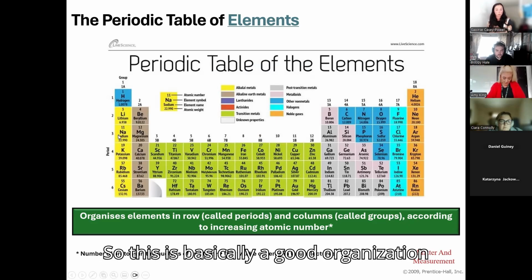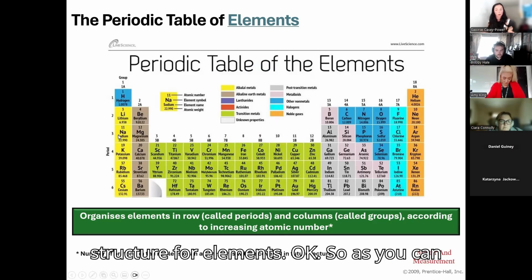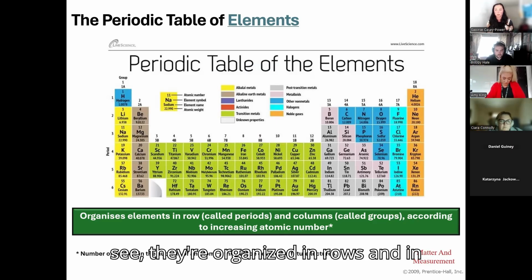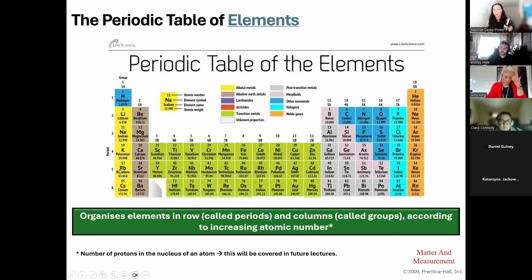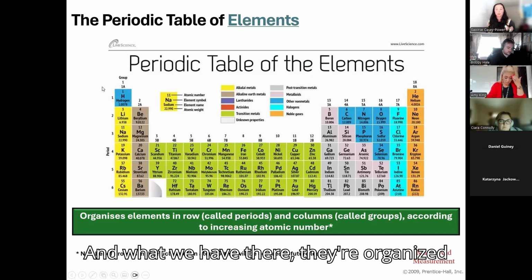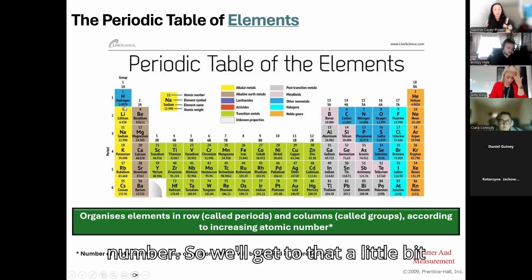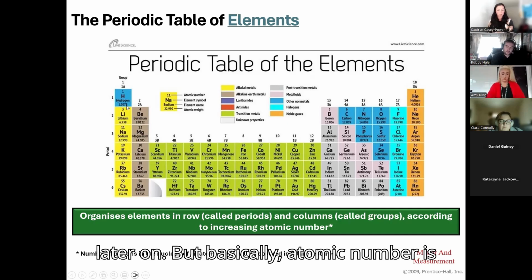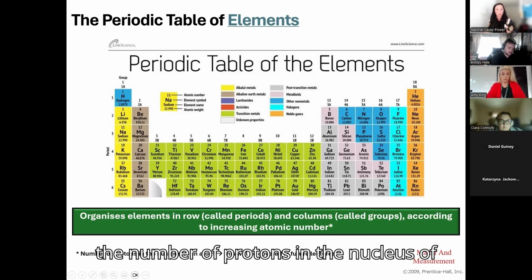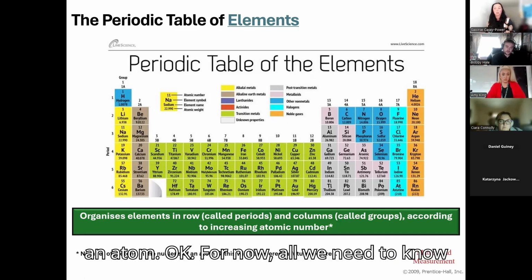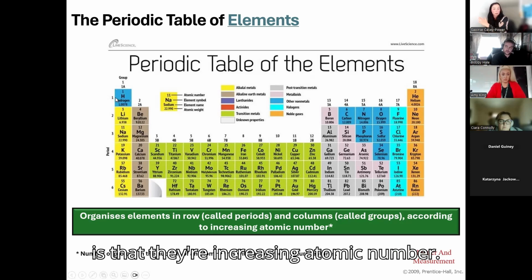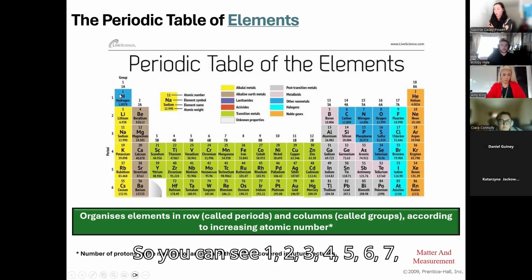So this is basically a good organization structure for elements. As you can see, they're organized in rows and in columns, in accordance with increasing atomic number. We'll get to that a little bit later on, but basically atomic number is the number of protons in the nucleus of an atom. For now, all we need to know is that they're increasing atomic number, so you can see 1, 2, 3, 4, 5, 6, 7, 8, and so on.